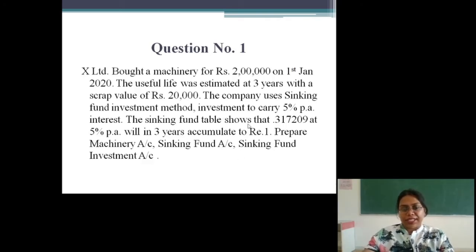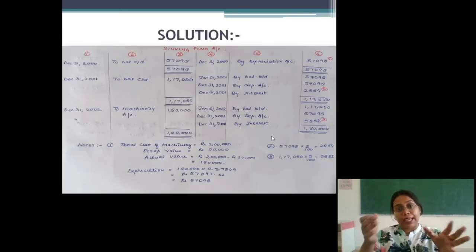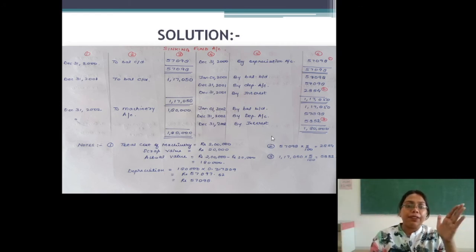So, the sinking fund table shows that 0.317209 at 5% will in 3 years accumulate to rupees 1. Prepare machinery account, sinking fund account and sinking fund investment account. But in case of sinking fund method, the numericals are not the same as we have done in straight line method and written down value method. In this case, we'll have to make 3 accounts in one numerical. We'll have to make a machinery account, a sinking fund account, and also the sinking fund investment account. So let's see the solution for this. Firstly, we will make the sinking fund account.